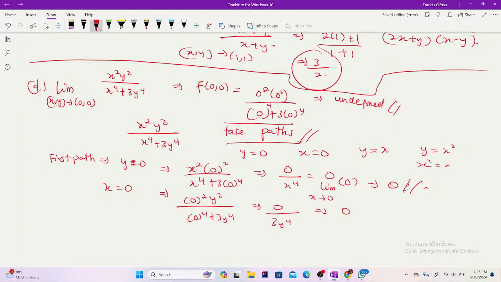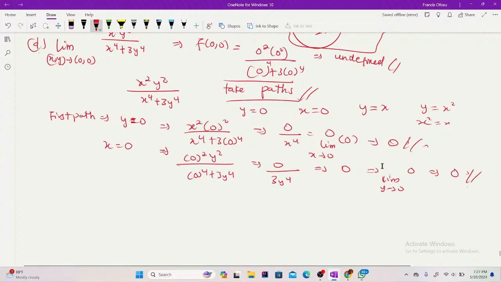So the limit as y approaches 0 of 0 gives me what? 0. Okay, so now I've taken two paths. I'm getting 0 in all cases. So now, should I be convinced that this function is indeed having a limit of 0? No. You took x equals 0, y equals 0. They look similar, right? So you have to take something different and see.